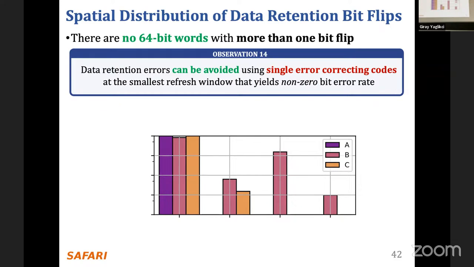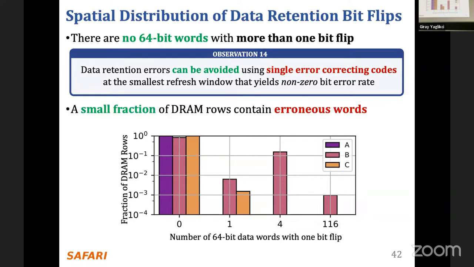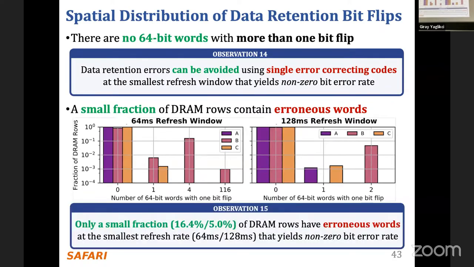Now we look at how these erroneous data words are distributed across different rows. On the x-axis, we have the number of 64-bit data words with a bit flip, so it's the number of erroneous data words. On the y-axis, we have the fraction of DRAM rows. Essentially, we are looking at some sort of histogram, where we look at whether these erroneous data words are accumulated in some rows or distributed across them. We observe that a small fraction of DRAM rows contain these erroneous words. So you could apply a single error correcting code to every memory word, but there is also an alternative. You can just focus on the rows that contain the erroneous words and double the refresh rate for those, for example, and then you will get a much better picture.